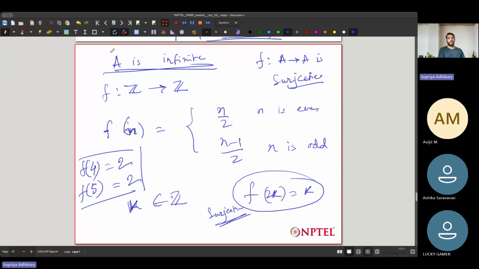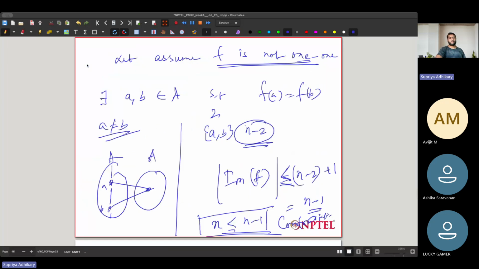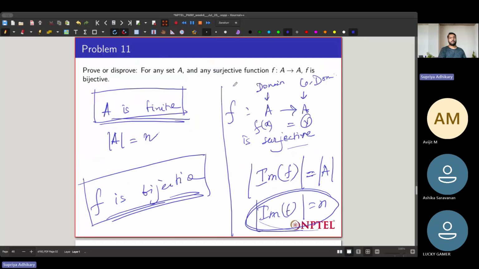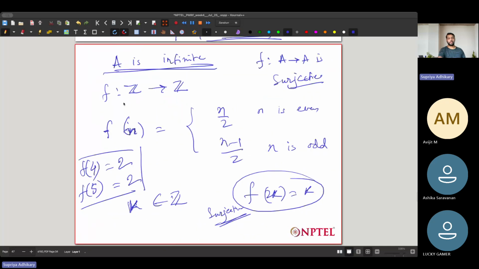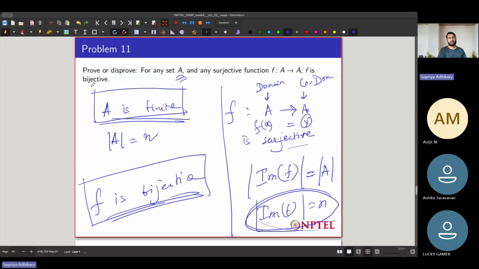Okay, and this is possible when A is infinite. And therefore, if A is an infinite set, then this is not actually true. Then we can give an example, and the example is this mapping F, for which we can say that this is not a bijective map. But definitely, when A is a finite set, then this is true.